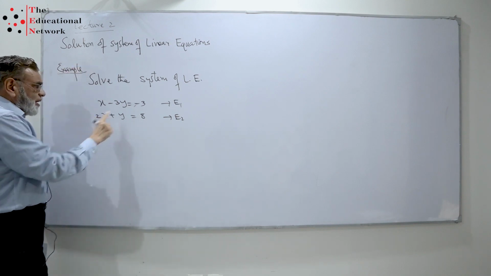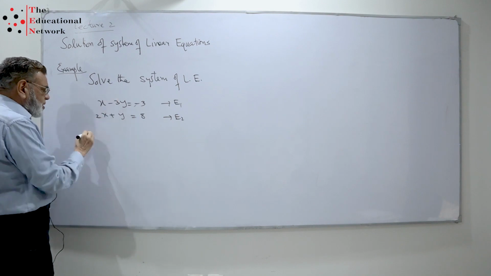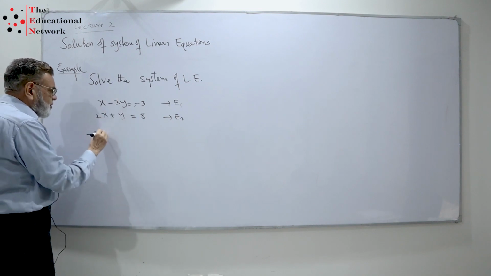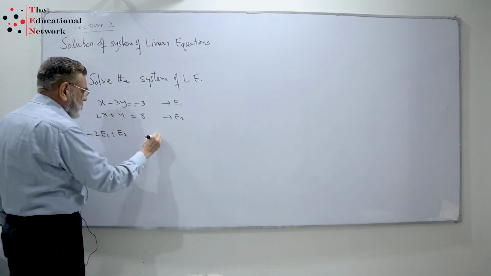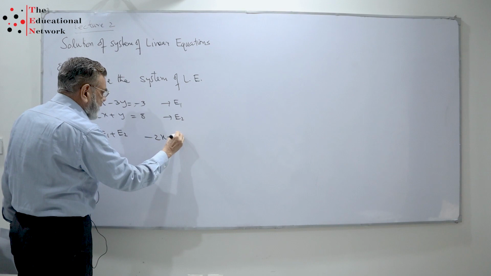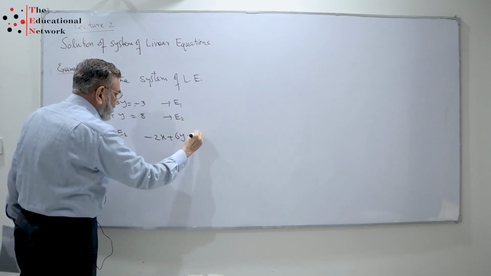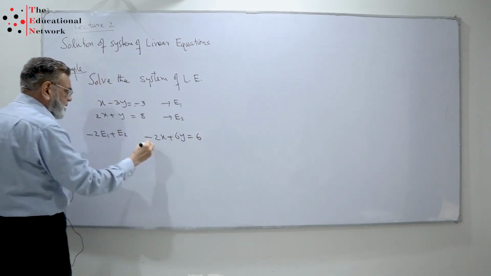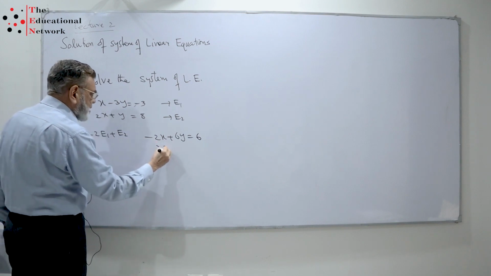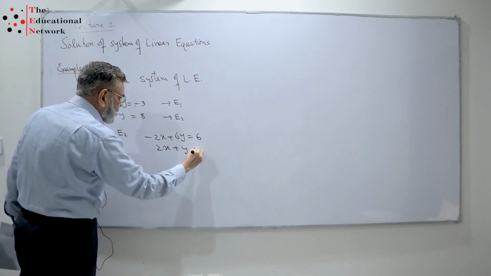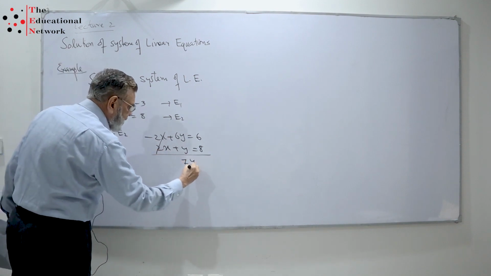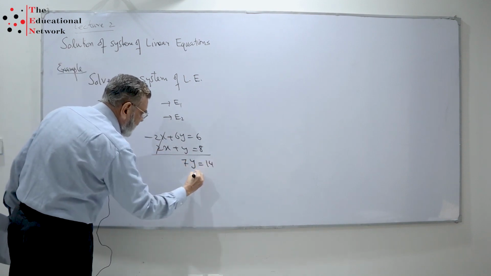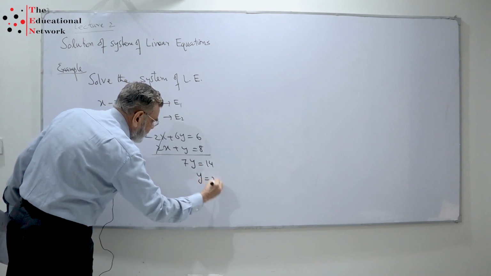Here, we want to solve it simply. We multiply by minus 2 and add to this one, we say minus 2e1 plus e2. Multiplying by minus 2, we get minus 2x plus 6y is equal to 6. And we add this one, this is e2, that's 2x plus y is equal to 8. When we add, the x cancels, then we get 7y is equal to 14, and that gives the value of y equal to 2.